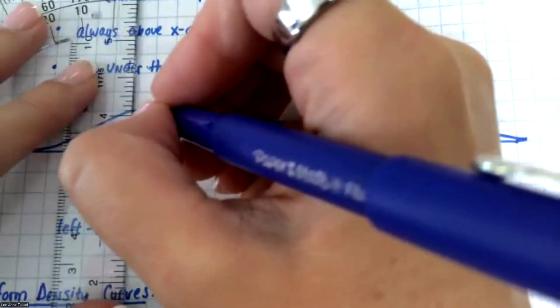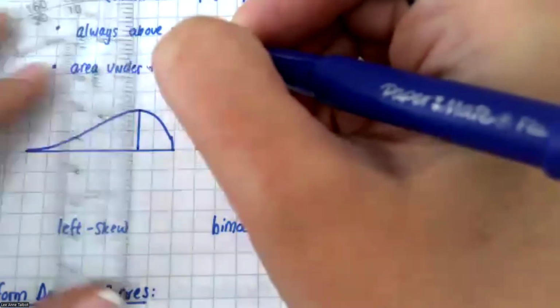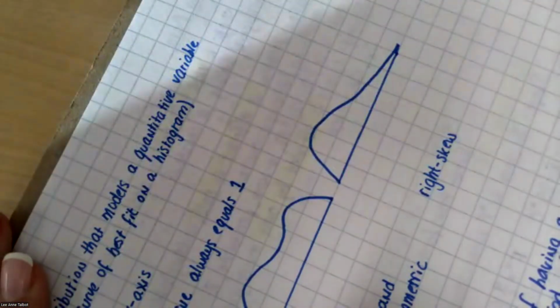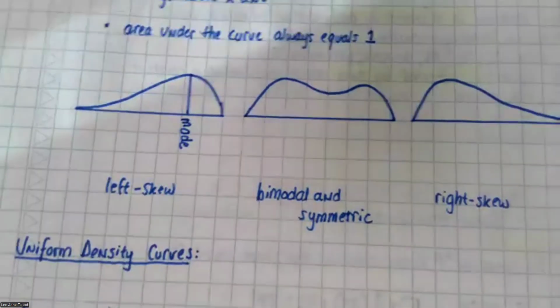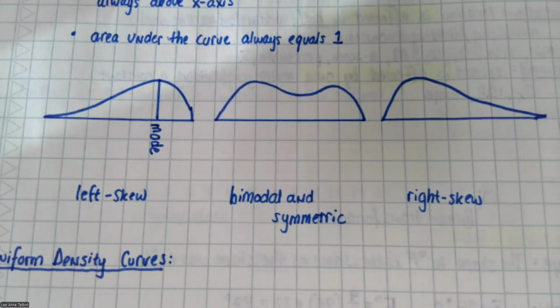Okay, so what we're going to do for these is we're going to locate where the mean, median, and mode would be when talking about a left skew, a right skew, and bimodal and symmetric. So on the left skew graph, I want you to find the highest point, whatever your highest point was, and draw a line. And that will be the mode. Remember from middle school, mode is the one that occurs the most, so that is the highest point in your curve.